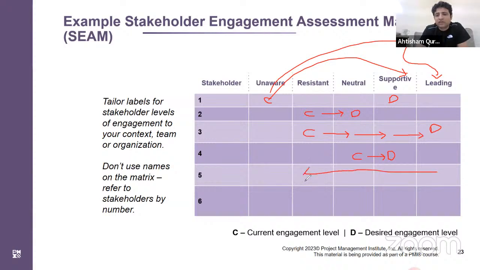A person who is leading, I would not ever want to make resistant or unaware. It's not the other way around. I would not like someone who is leading to be even neutral or resistant. So the stakeholder engagement assessment matrix helps me achieve this objective.